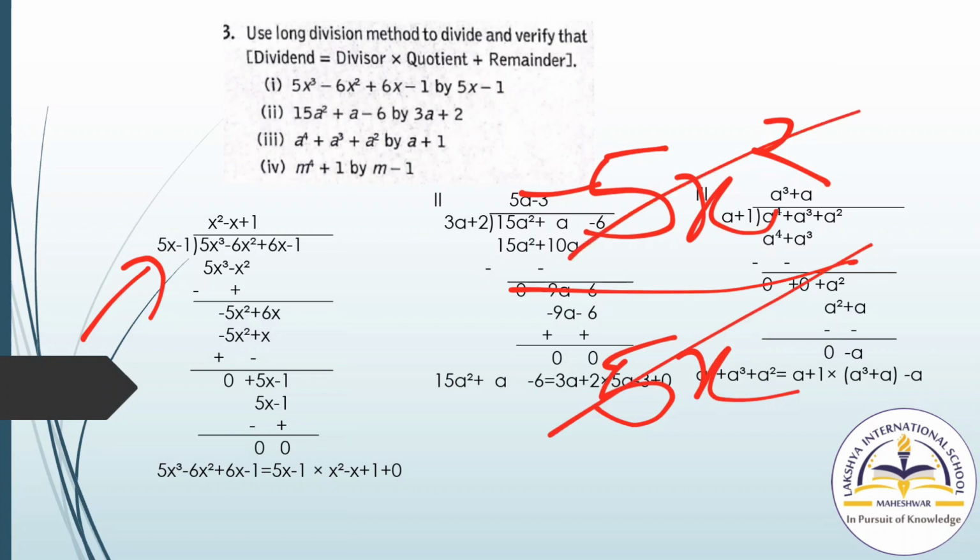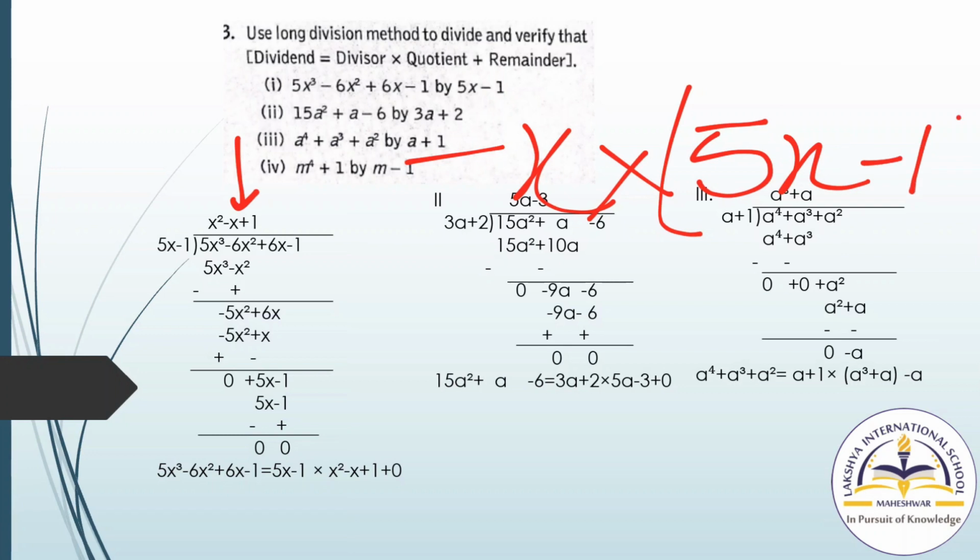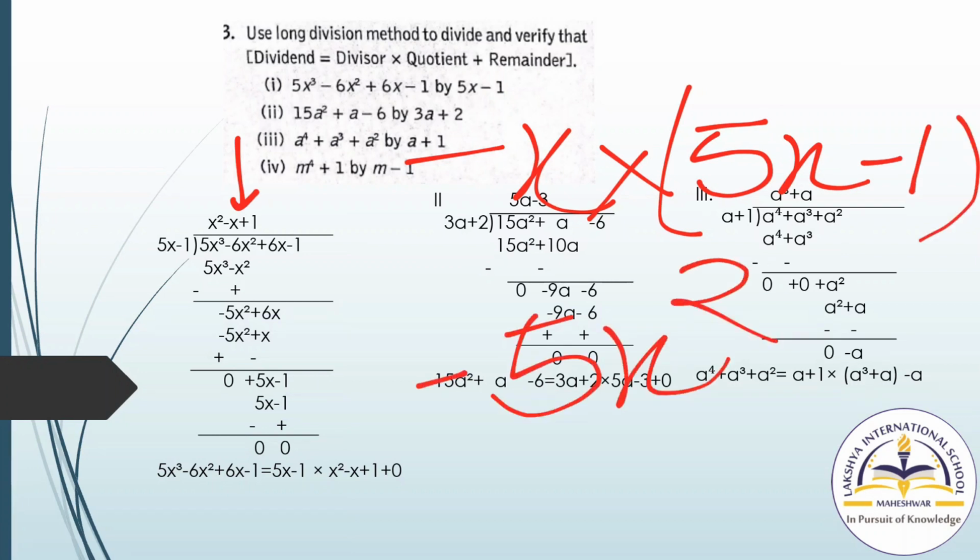When you divide, you will get minus x. So again here you have minus x. Now you have to multiply minus x into 5x minus 1. You will get minus 5x square plus x. Okay, now here we will write 6x from the dividend, which is this. So we have taken here 6x.